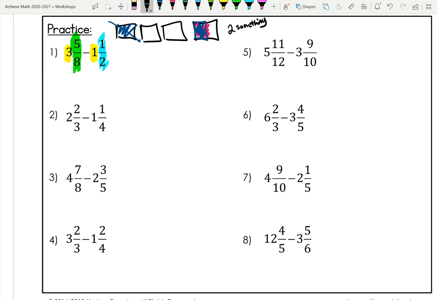So let's formally do this and get exactly how much this answer is going to be. The first thing I'm going to do is subtract my whole numbers. I'm going to rewrite this and do 3 minus 1 is 2, and 5/8 minus 1/2. Notice how I was able to subtract it immediately. This cleans it up a little bit.